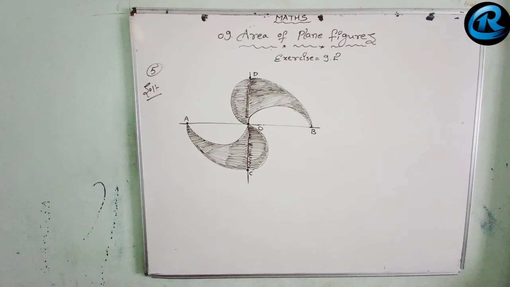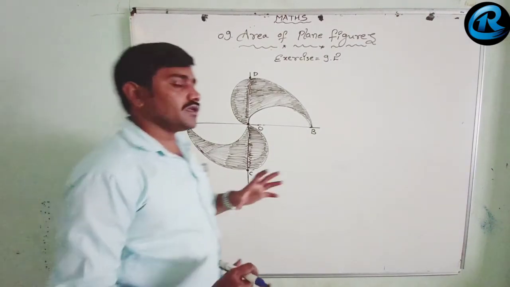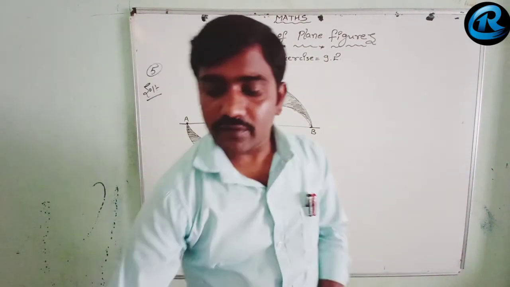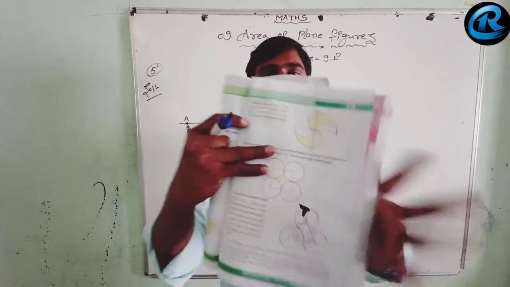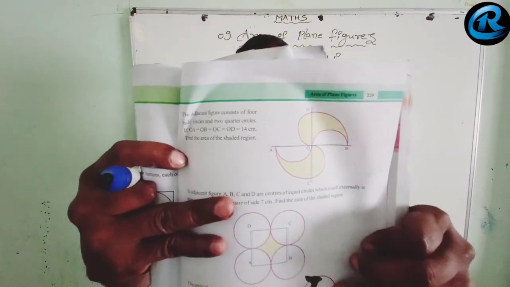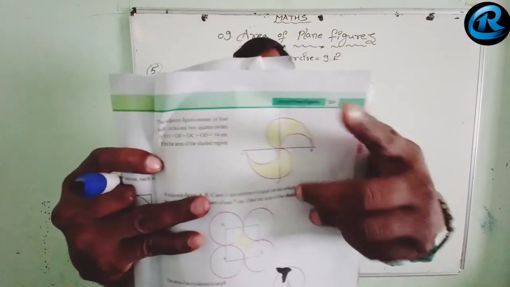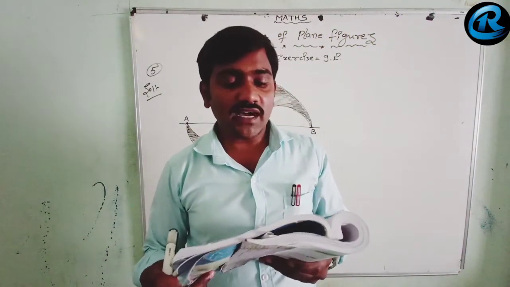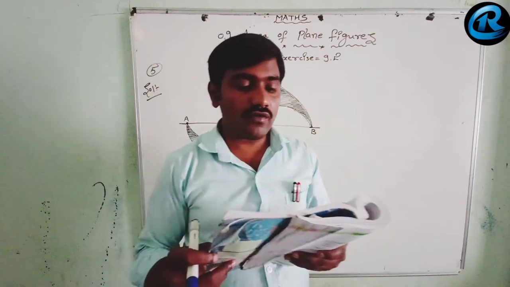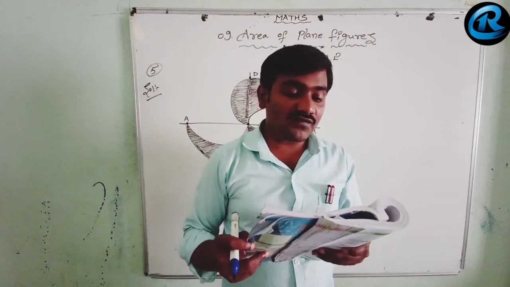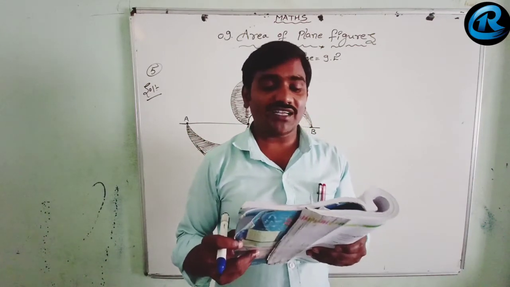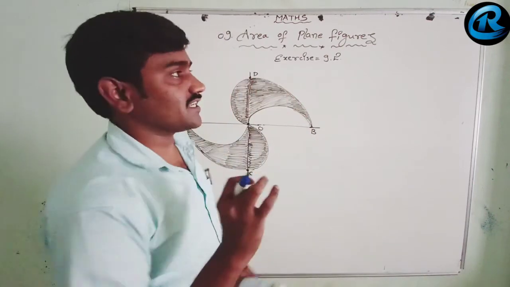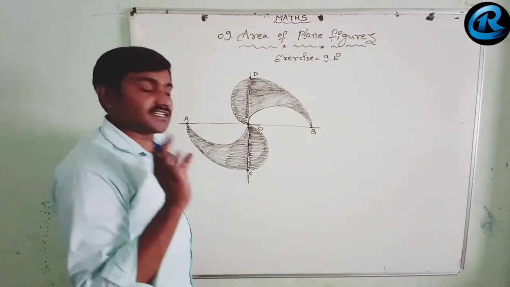Now we go for the fifth question solution, and here the fifth question is what you can see on the screen now. So this is the fifth question figure. Let us go for this. What is the question now? The adjacent figure consists of 4 half circles and 2 quarter circles. 4 half circles, 4 semicircles, half circles and semicircles.